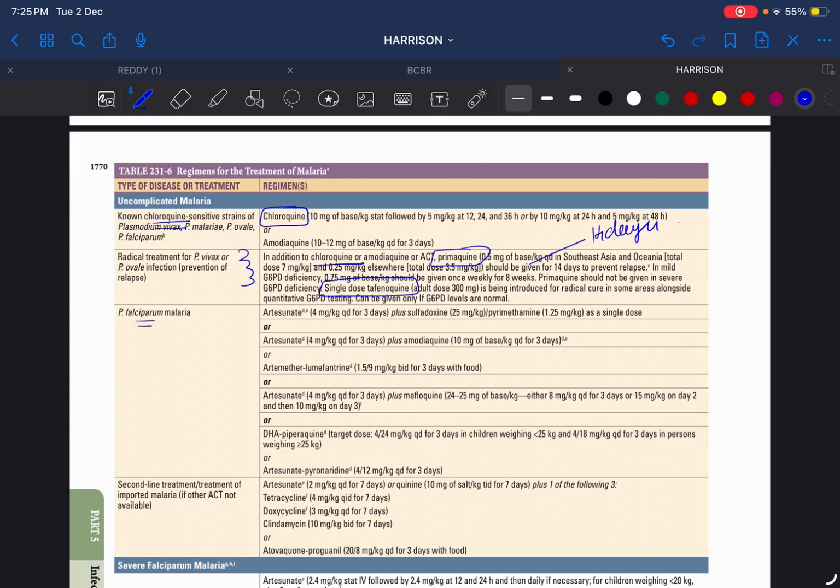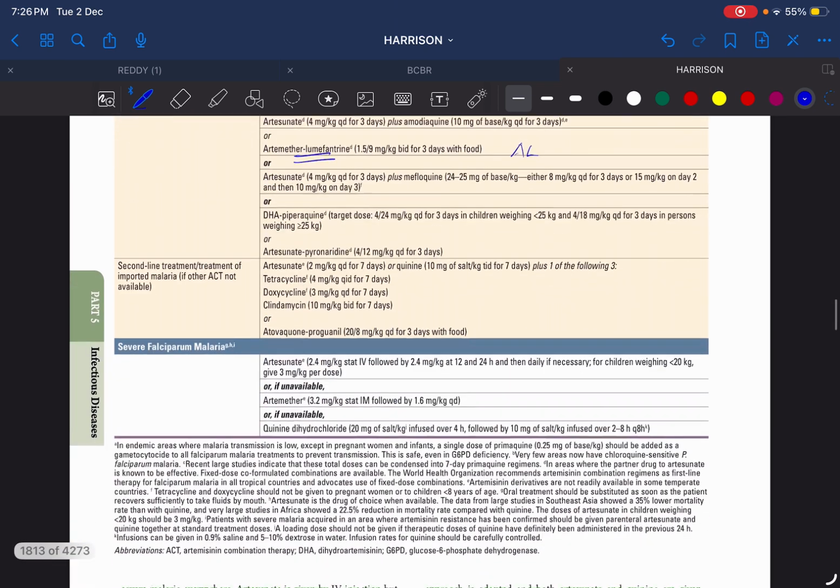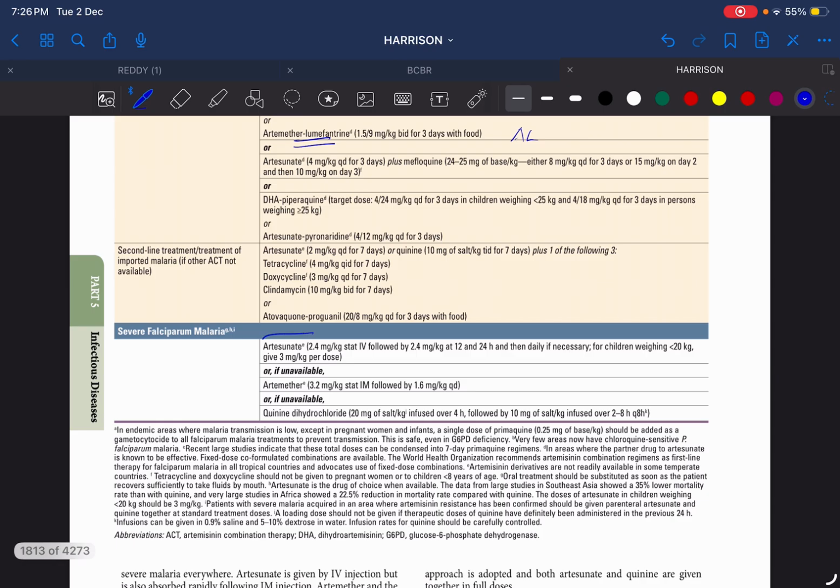Plasmodium falciparum malaria, remember, it is always artesunate plus sulfadoxine pyrimethamine. That is in case of normal states, and in case of northeastern states, it is always artemether lumefantrine. It is AL here, and it is ASP here: artesunate with sulfadoxine pyrimethamine, and artemether lumefantrine. In case of severe falciparum malaria, remember, it is always IV artesunate. If unavailable, we go for IM artemether. If unavailable, we go for quinine.